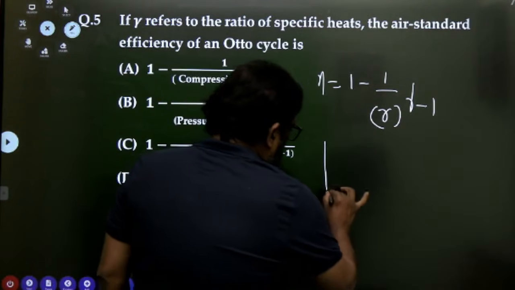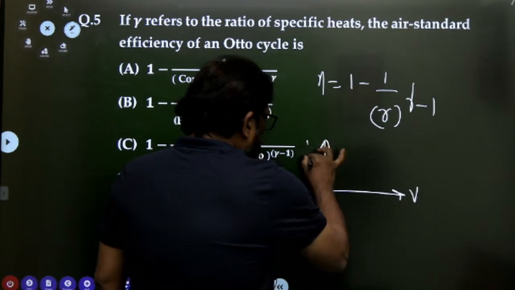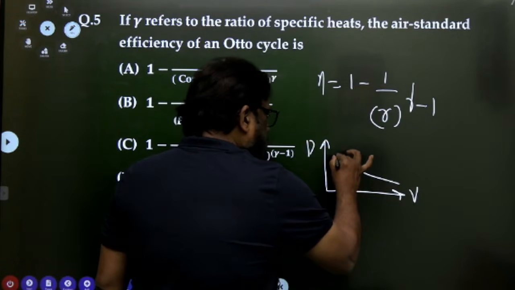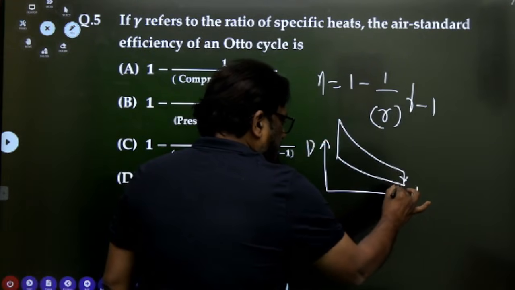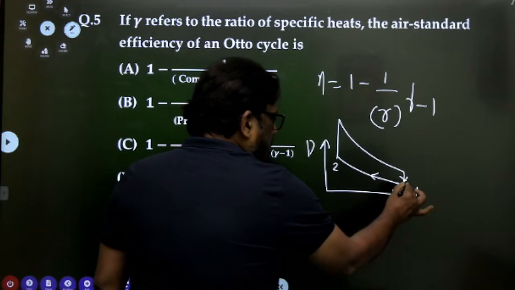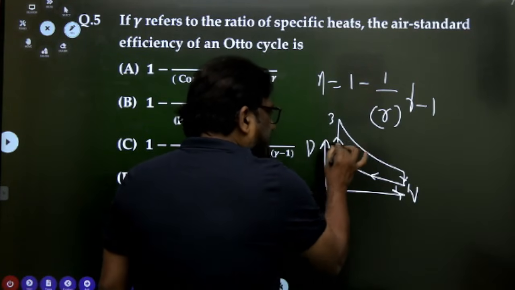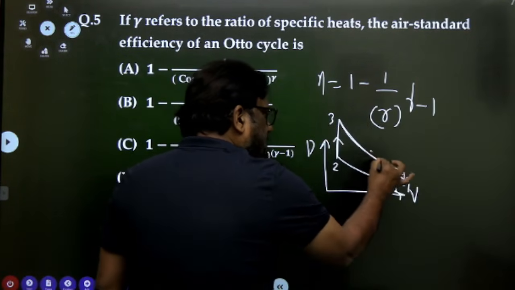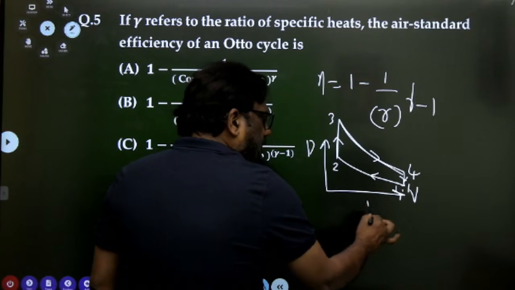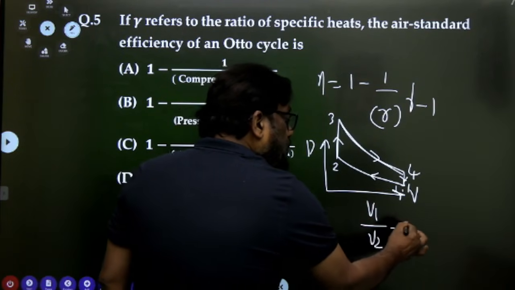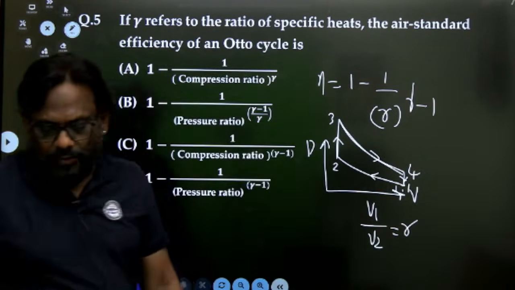For example, let me show you very clearly on the PV diagram. Isentropic compression, constant volume heat addition, isentropic expansion, constant volume heat rejection. So this is our Otto cycle: 1, 2, 3, 4. Here heat is supplied, it is expansion, and this is heat rejection. So the volume before compression to the volume after compression is called the compression ratio.